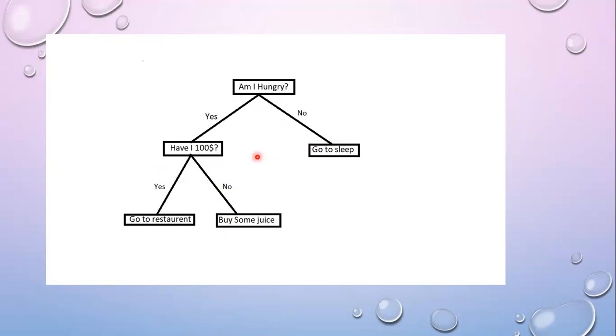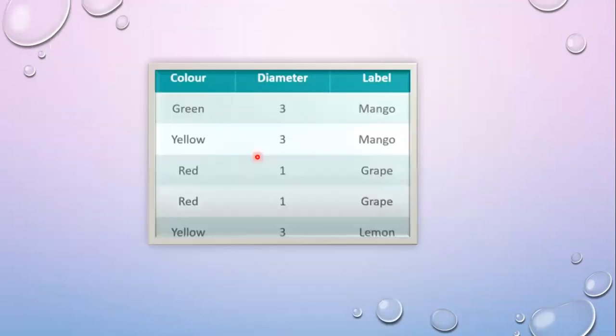Let's assume that we have color, diameter and label name. Color green followed by diameter 3 and label mango, yellow similarly 3 and mango, and red followed by diameter 1 and label grape, and so on, and yellow with diameter 3 and label lemon. Let's go for the decision tree structure now.